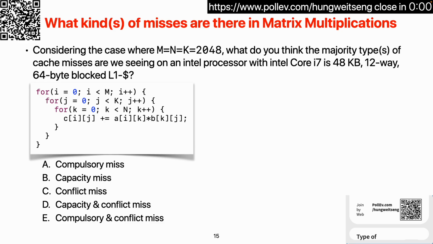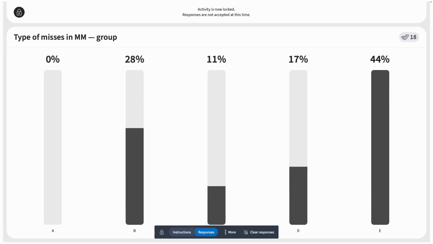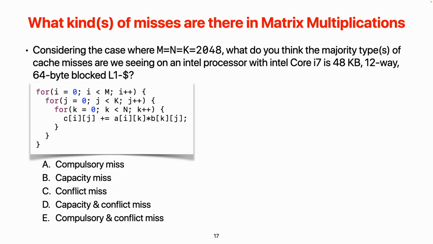All right, so after discussion, more of you think the answer is either B or E. E says compulsory misses and conflict misses, and B says capacity misses. Definitely every type of miss has its own advocate. First of all, two types of misses are the easiest to identify. What are those? Capacity and compulsory misses, right?